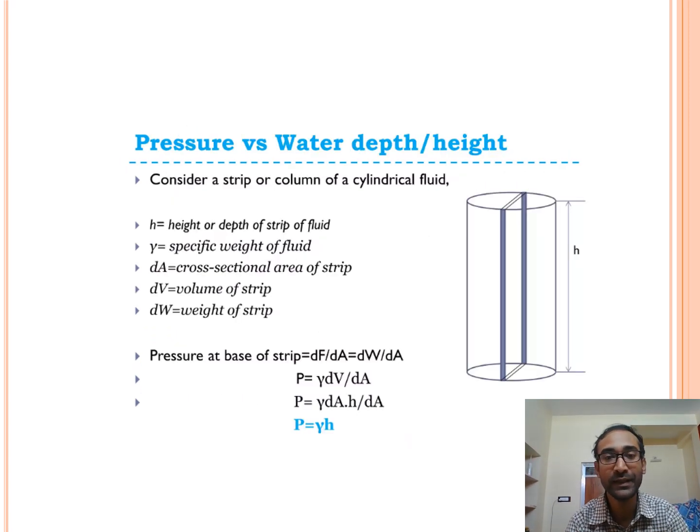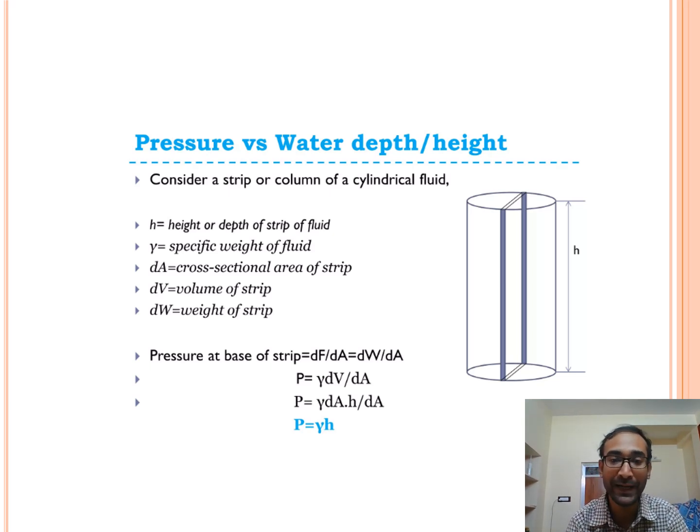So, pressure versus water depth or height. There is a relation between pressure and depth of water. Consider a cylindrical tube and the height is h. At the top of the column the pressure of the fluid is 0 and at the bottom it is maximum. That means if the depth is increased, the pressure will increase. So there is some relation. How do we build the relation?